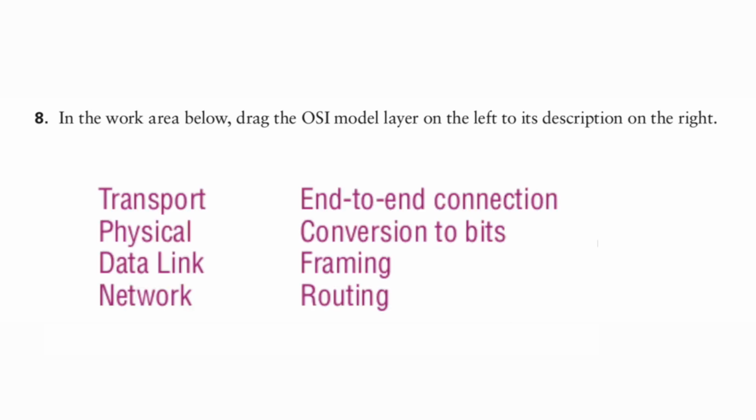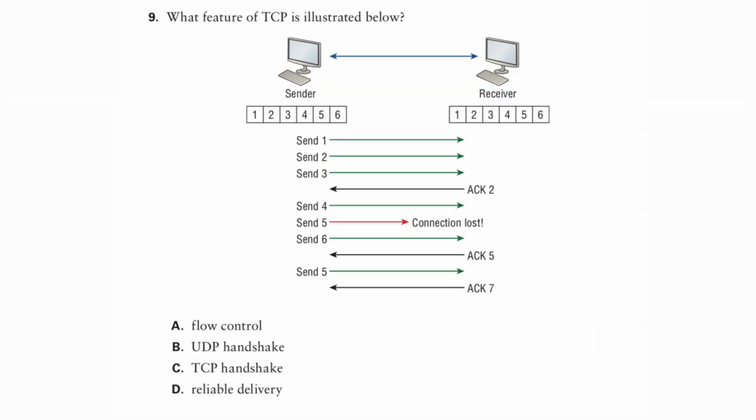Transport is end-to-end connection, the physical layer is conversion to bits, data link layer is framing, and network is routing. Number 9, what feature of TCP is illustrated below? A, flow control, B, UDP handshake, C, TCP handshake, or D, reliable delivery?